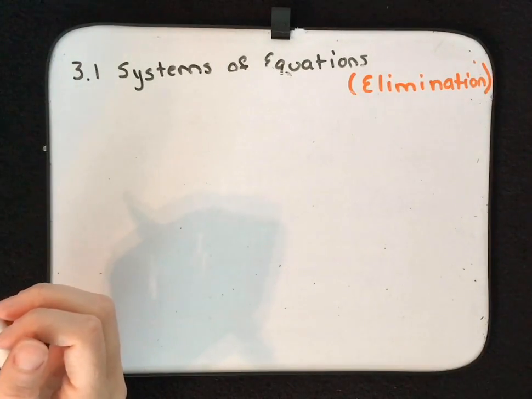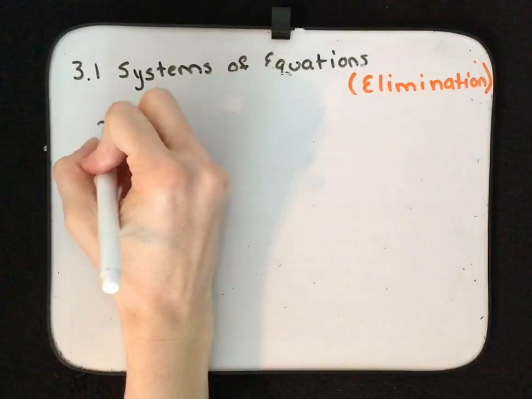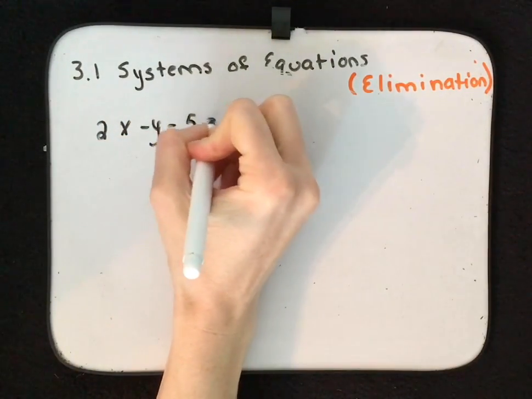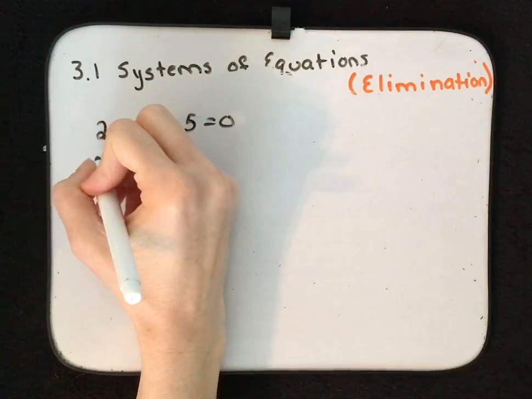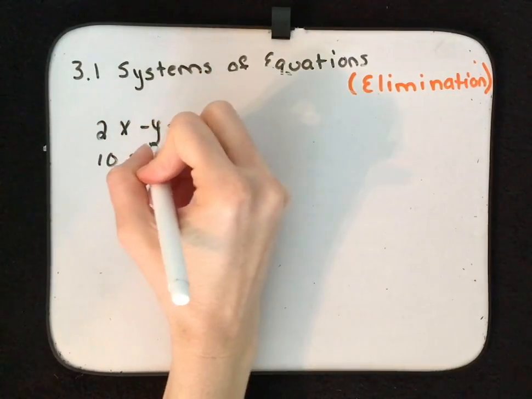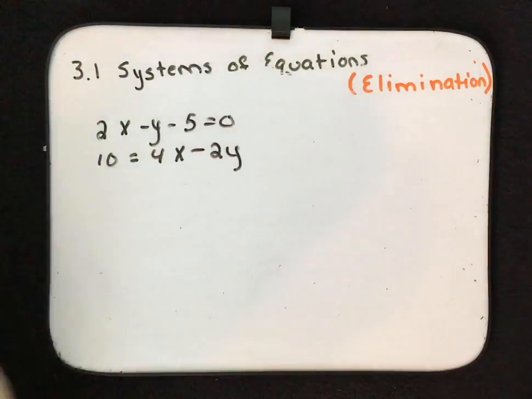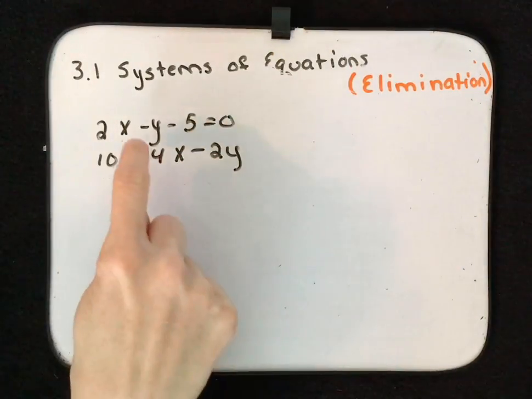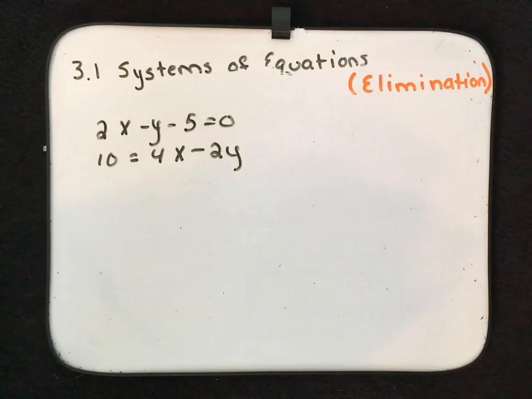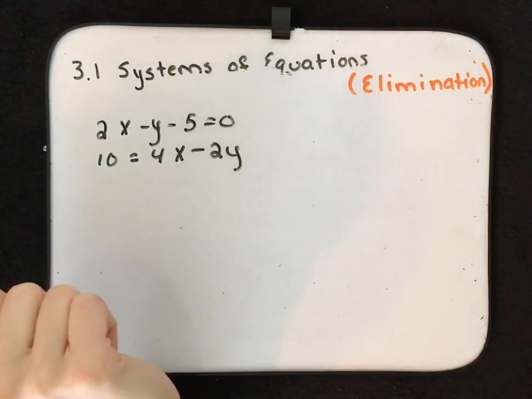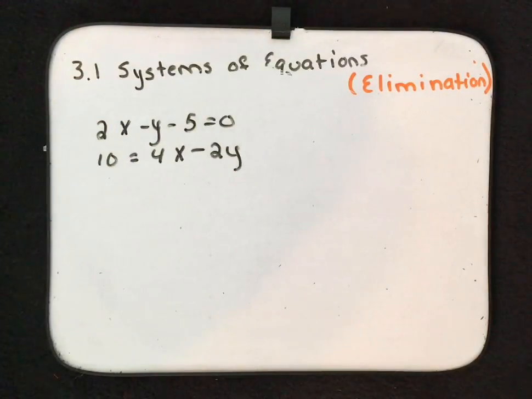Let's say that we have 2x minus y minus 5 equals 0, and 10 equals 4x minus 2y. Now when you look at this, you might say, oh, the y is almost by itself. Maybe I could use substitution. Yes, you could. You could solve this for y equals, and you could substitute that in. That would be fine. I want to do a few more elimination practice questions, so let's use elimination.